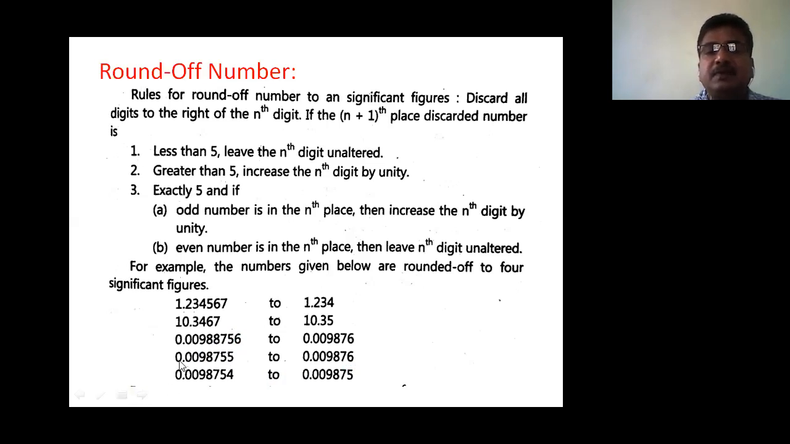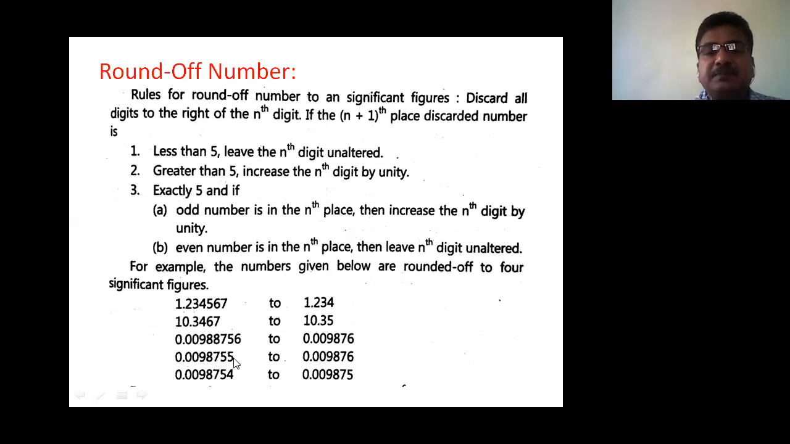We have to discard the digits from this. We have to round this number up to 4 significant figures. That is, we have to remove this 6, and this 6 is greater than 5, so increase the previous number by 1. 5 is replaced by 6.